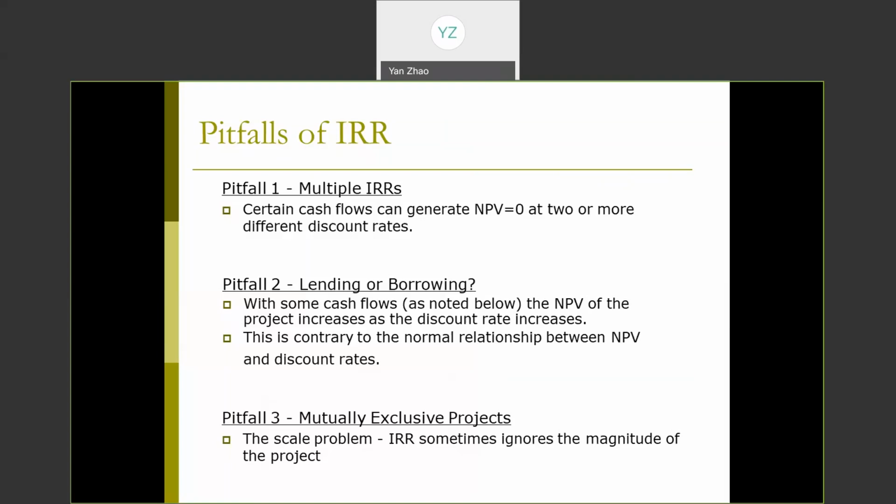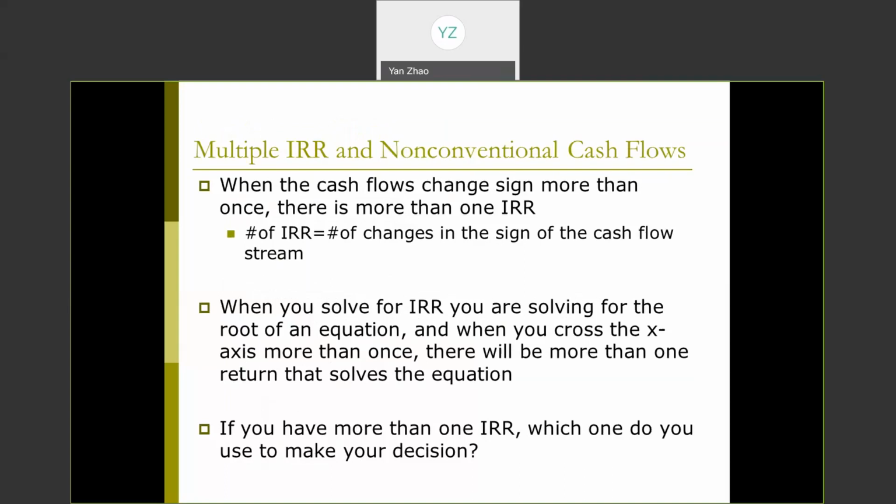So let's take a detailed look at each one of the pitfalls. Let's first take a look at the multiple internal rates of return and non-conventional cash flows. In our previous example, our assumptions are very simple. You make a one-time investment, which is a negative cash flow at say 0, and then in the following periods, you always have positive cash flows.